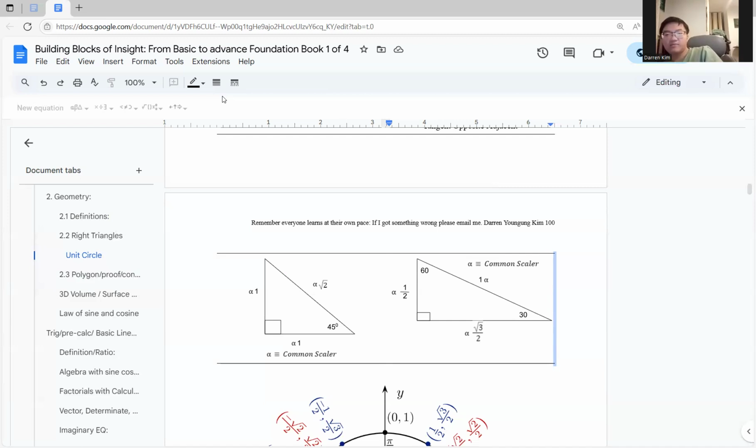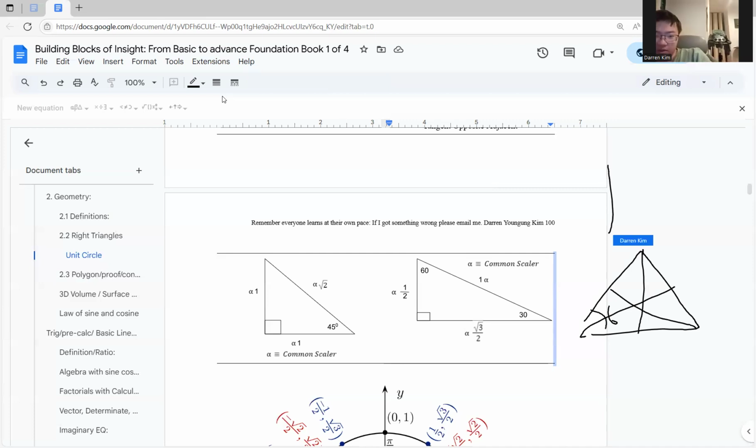Instead, there's a reason why you would find 60. Why would you find 60? Equilateral triangles: 60, and then you put an arm over here. Well, that's kind of the reason why you see 60, 30. And then 45, 45 is obvious because you see something like this.